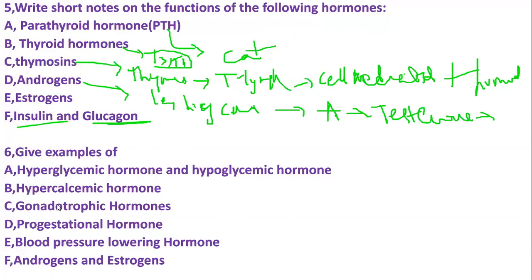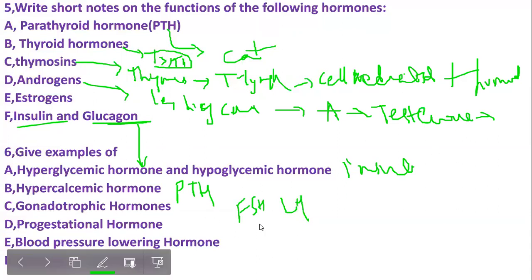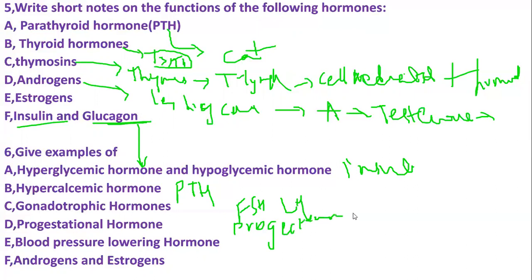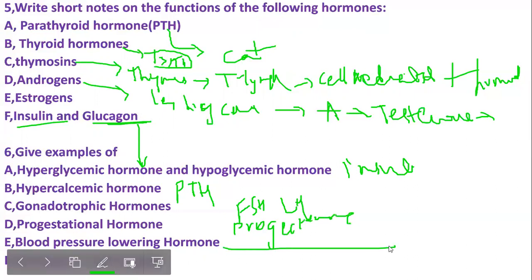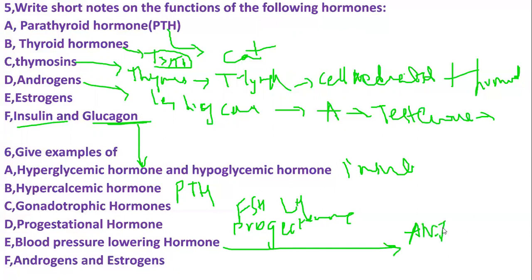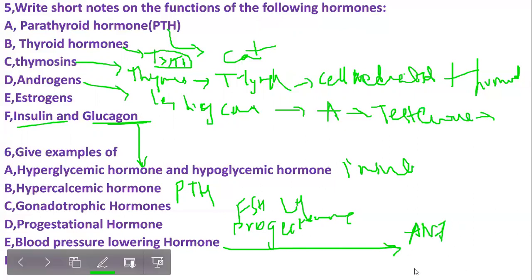Now, give an example of a hyperglycemic hormone, that is glucagon, and the hypoglycemic hormone is insulin, and the hypercalcemic hormone is parathyroid hormone, and gonadotrophic hormones are follicle stimulating hormone and luteinizing hormone. The progestational hormone is progesterone. The blood pressure lowering hormone is ANF. I told you it is produced by the atrial wall of the heart. It reduces the blood pressure by dilating the blood vessels. Androgens and estrogens, and progesterone.